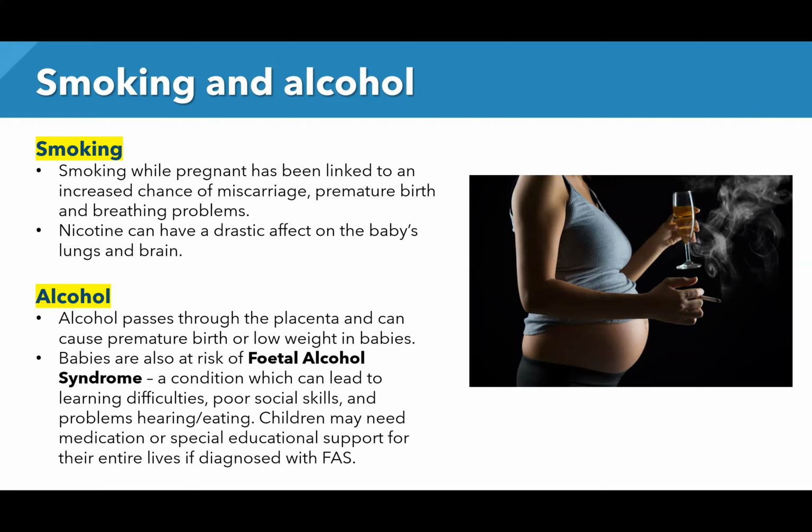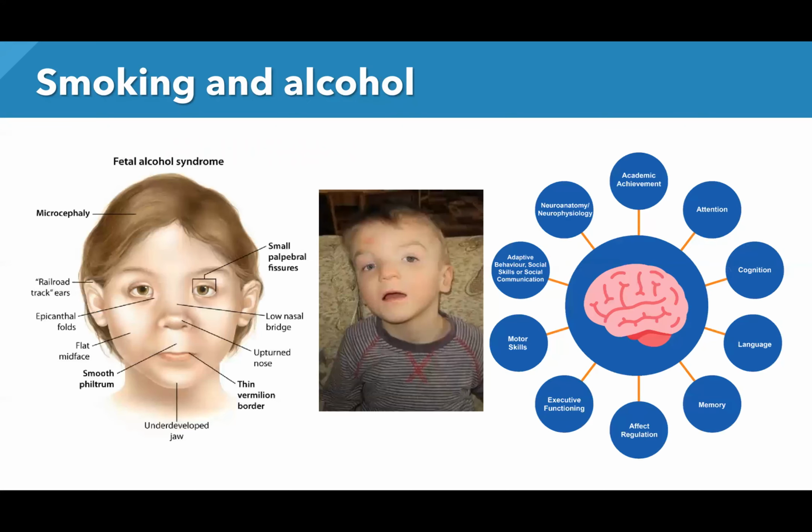Alcohol can be passed through the placenta and can cause premature birth or low weight in babies. Babies are also at risk of fetal alcohol syndrome, which is a condition that can lead to learning difficulties, poor social skills, and problems with hearing or eating. Children may need medication or special educational support for their entire lives if diagnosed with FAS. And here are some diagrams which illustrate the effects that fetal alcohol syndrome can have on a child.